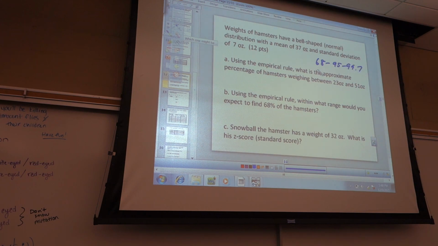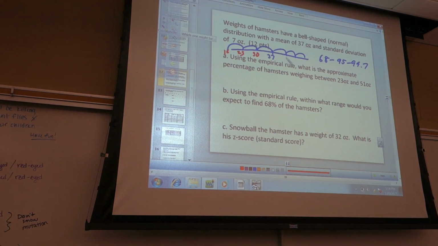So it says that 68% of data will fall within one standard deviation, 95% of data will fall within 2 standard deviations, and 99.7% of data will fall within 3 standard deviations. So use that. Maybe you draw the little line, you put in your mean, and you kind of do the little hopping, right? You could do that. But solve this problem.